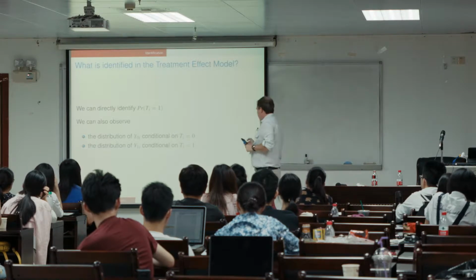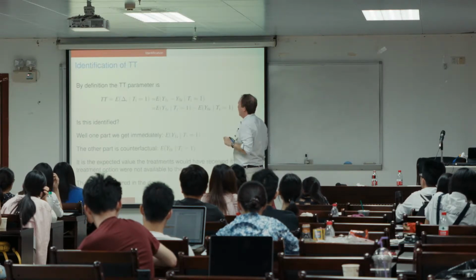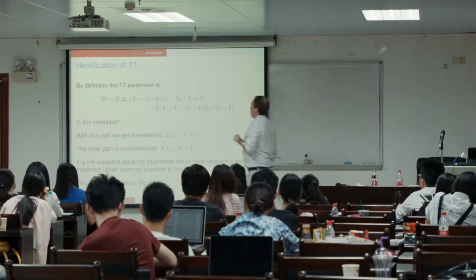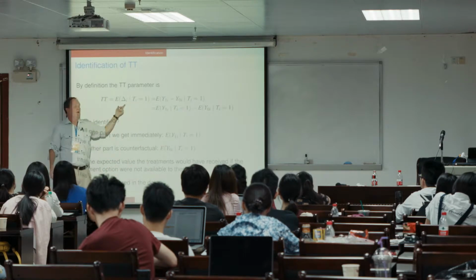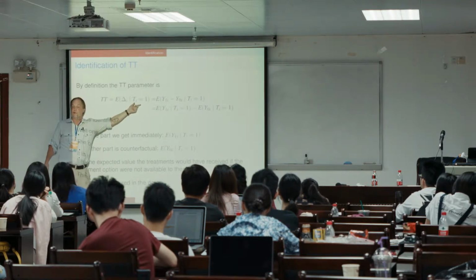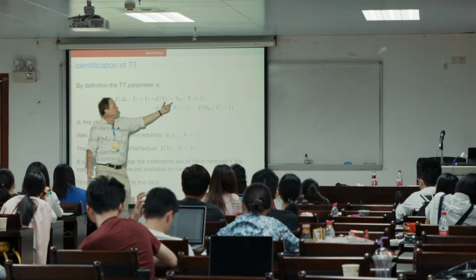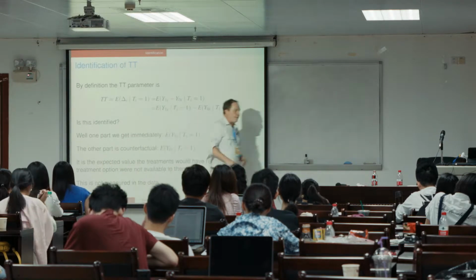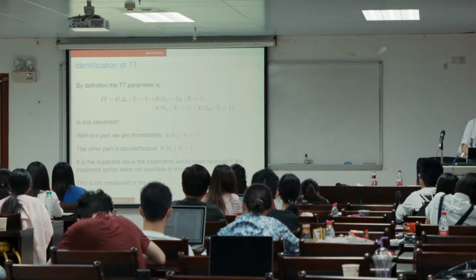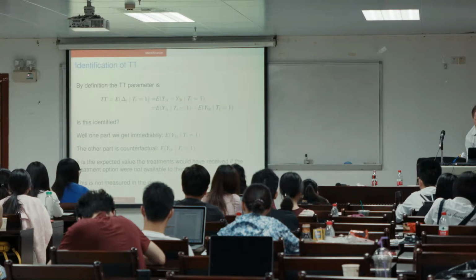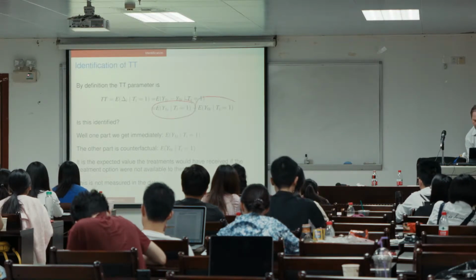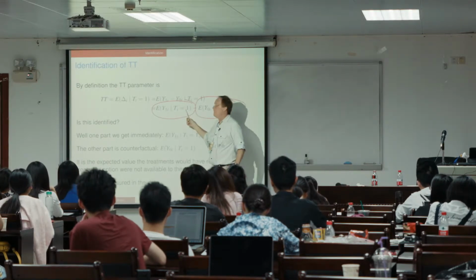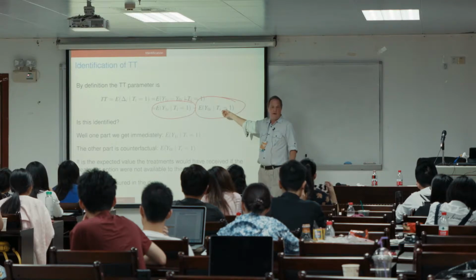So the question is, what can we identify in this case? Let me think about the treatment on the treated parameter. The treatment on the treated parameter is the expected treatment effect conditional on getting the treatment. By definition, the treatment effect is Y1 minus Y0. The expected value of the sum is the sum of the expectations. Therefore, this thing consists of two different parts, this one and this one. This is the expected value of Y1 conditional on getting the treatment. This is the expected value of Y0 conditional on getting the treatment.